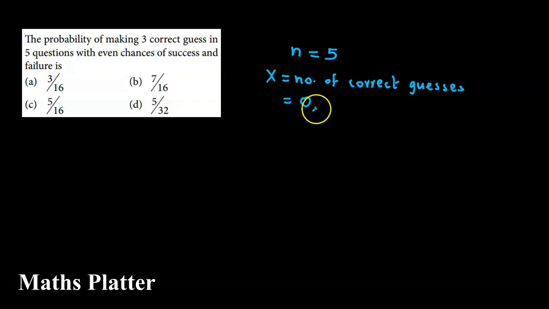The probability of making 3 correct guesses in 5 questions with even chances of success and failure. So here the total number of questions is 5, and out of these we have to find the probability of 3 correct guesses. Now suppose we take x as the number of correct guesses. Number of correct guesses will vary from 0 to 5. It can be 0, 1, 2, 3, 4 and 5.